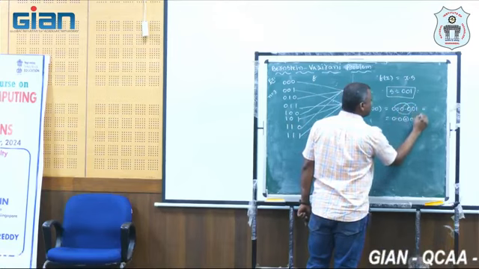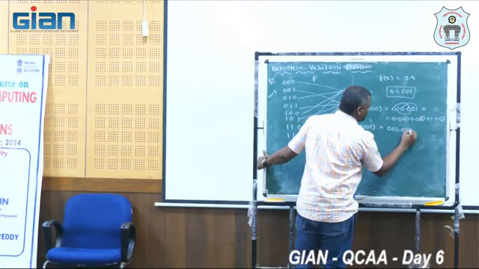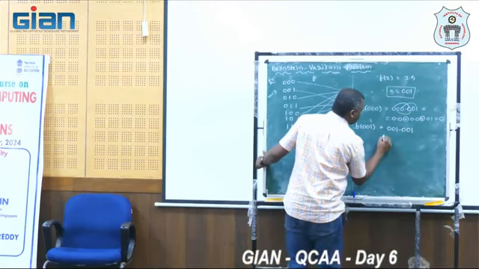Similarly, we need to try with other x, 0 0 1. So what is our x? 0 0 1. This is our x. Dot s, we are thinking 0 0 1. What is this value?